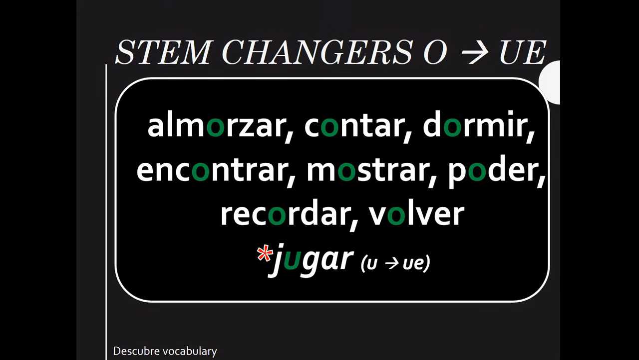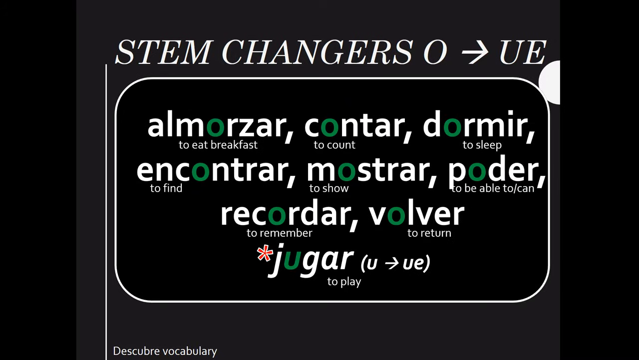Okay. The stem changers we are going to work with that are an O to UE: almorzar, contar, dormir, encontrar, mostrar, poder, recordar, volver, y jugar.